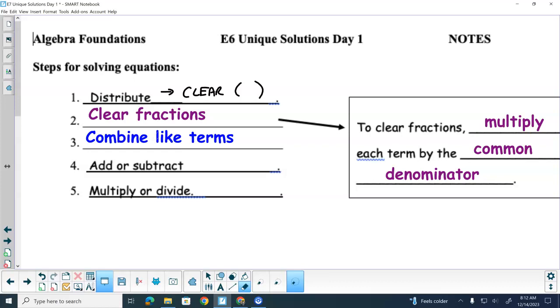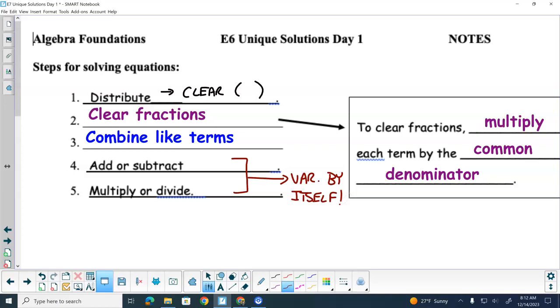Okay? And then we've got our add and subtract and multiply and dividing. Okay? And why do we do this? Nora, I'm going to give this one to you now. Why do we do this? Variable by itself. Okay? Because that's how we go about solving. Okay? Yeah?